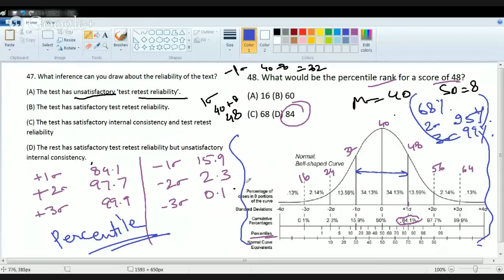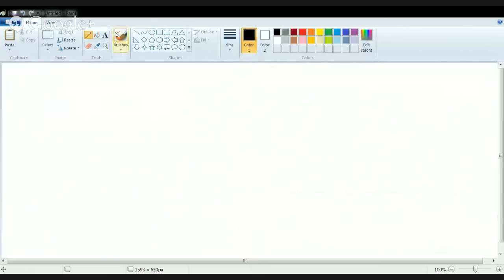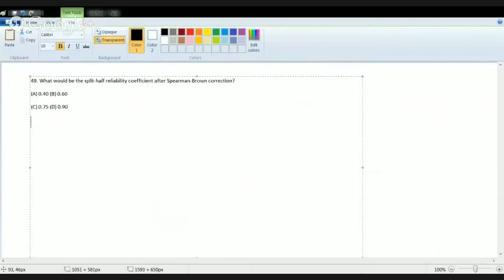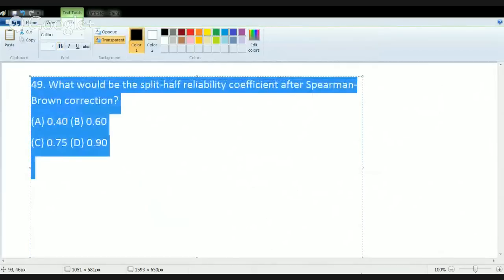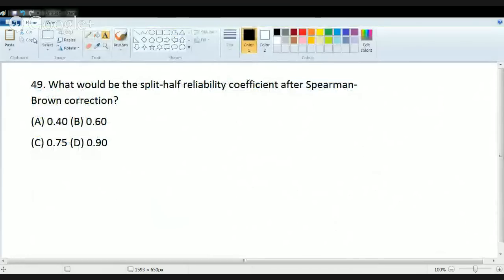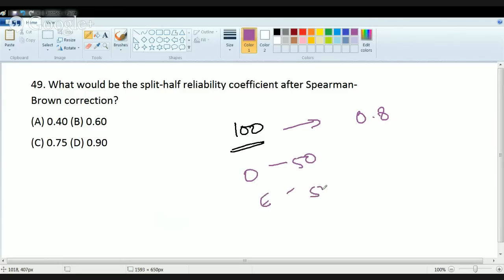The next question is again a very simple question. You just need to know the basic formula for Spearman-Brown correction. Now, before understanding that, we must know what the Spearman-Brown correction is and why we need it. For example, I have a questionnaire with 100 items. If I perform a reliability test on it and I get an answer 0.8, now if I break it into two groups, odd and even, I have 50 items in each.